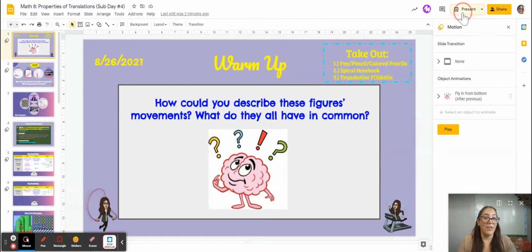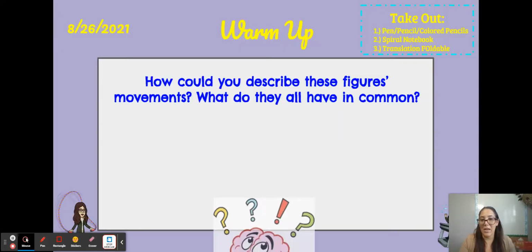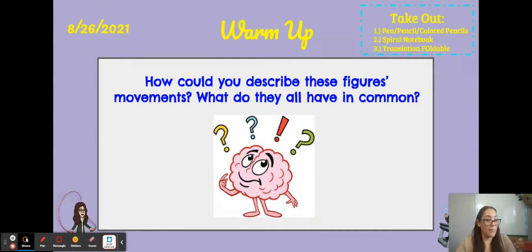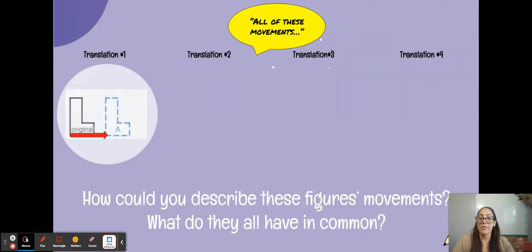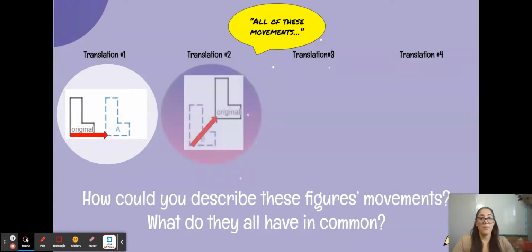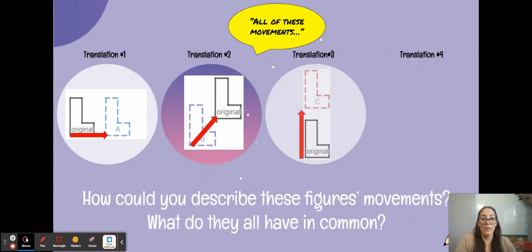So as we get started here, if we were in person, I would ask you, what do you notice about the following figures? How would you describe their movements? What do they all have in common? So take a quick moment here. Take a look at these different translations. There's this shape here, the original shape. We saw these yesterday with our Desmos activity. How is this shape moving?